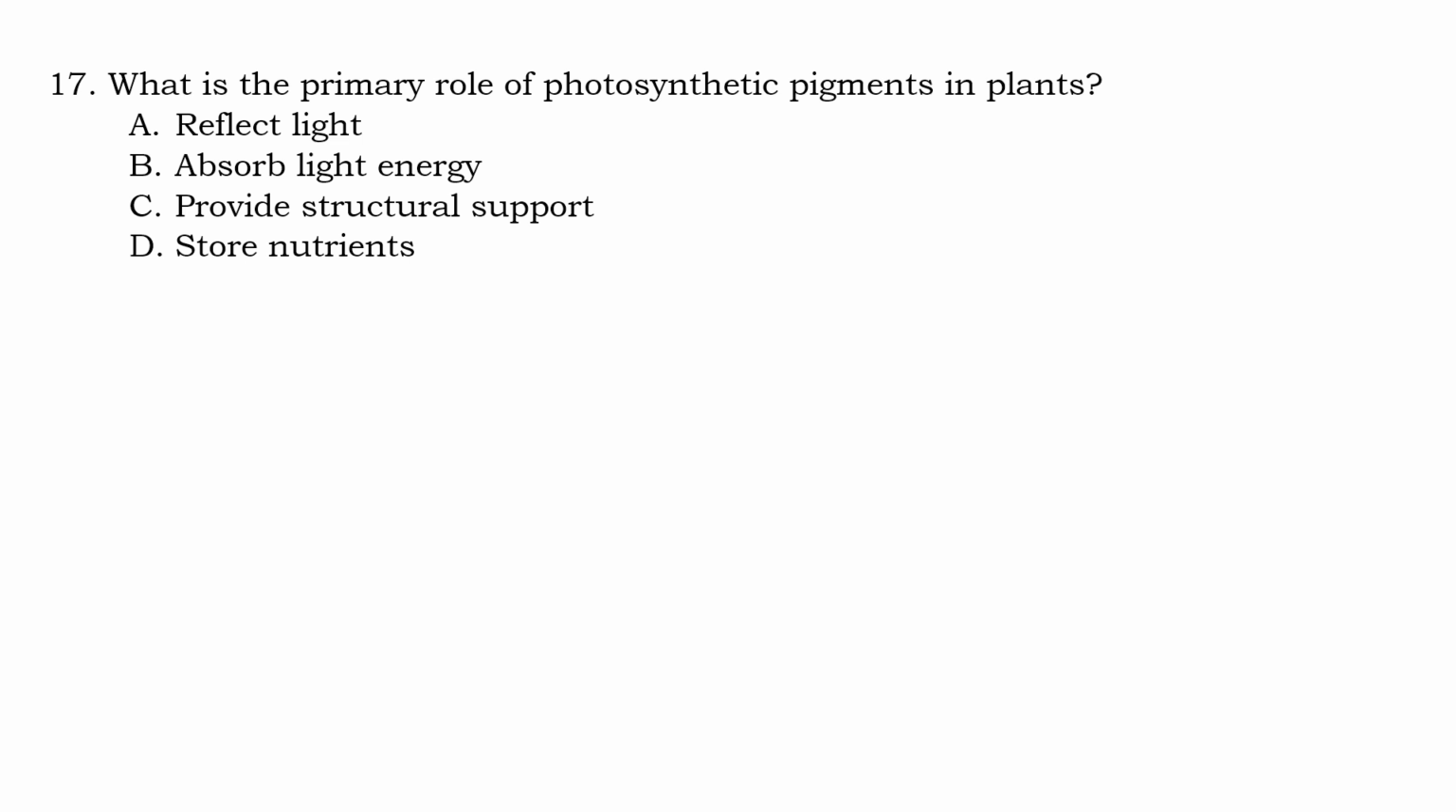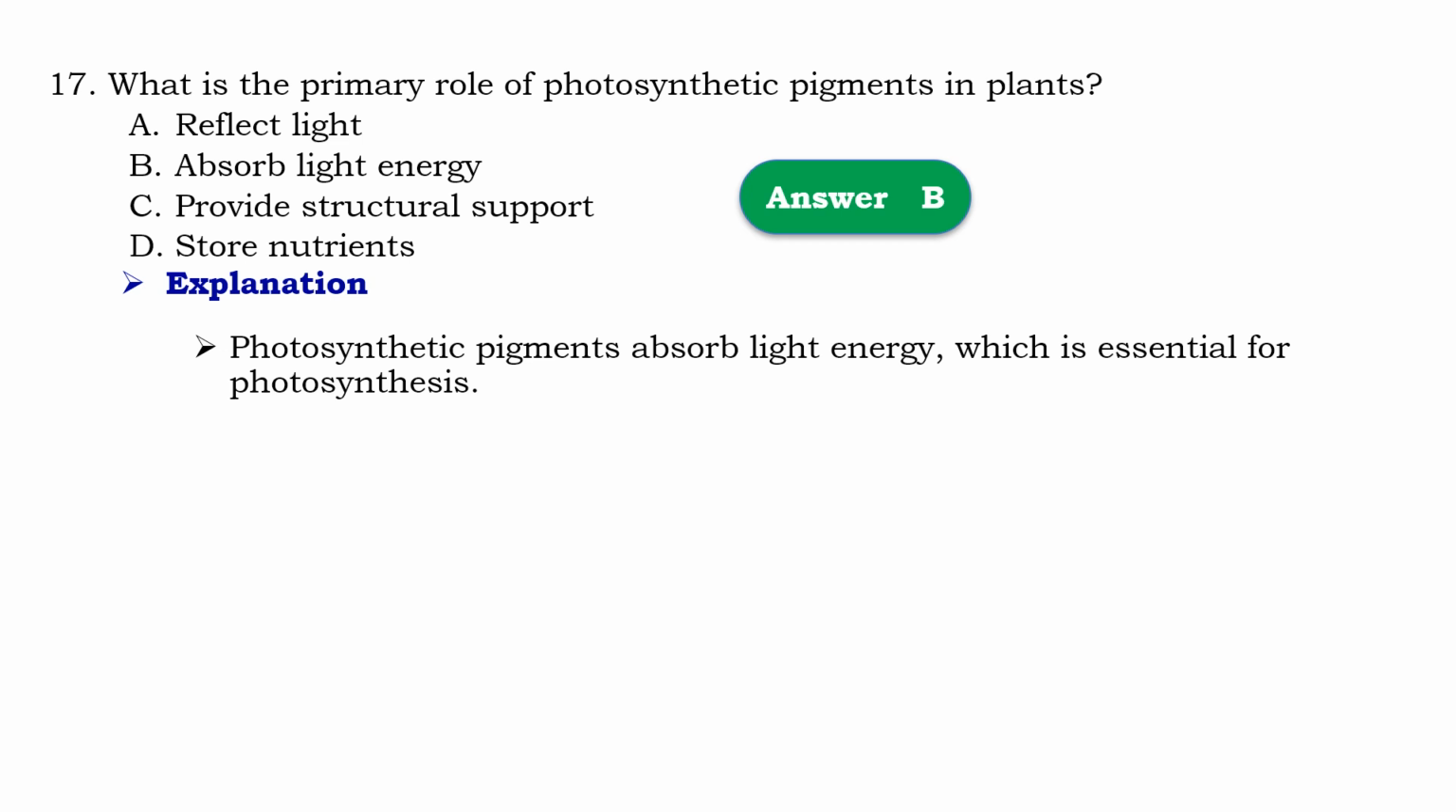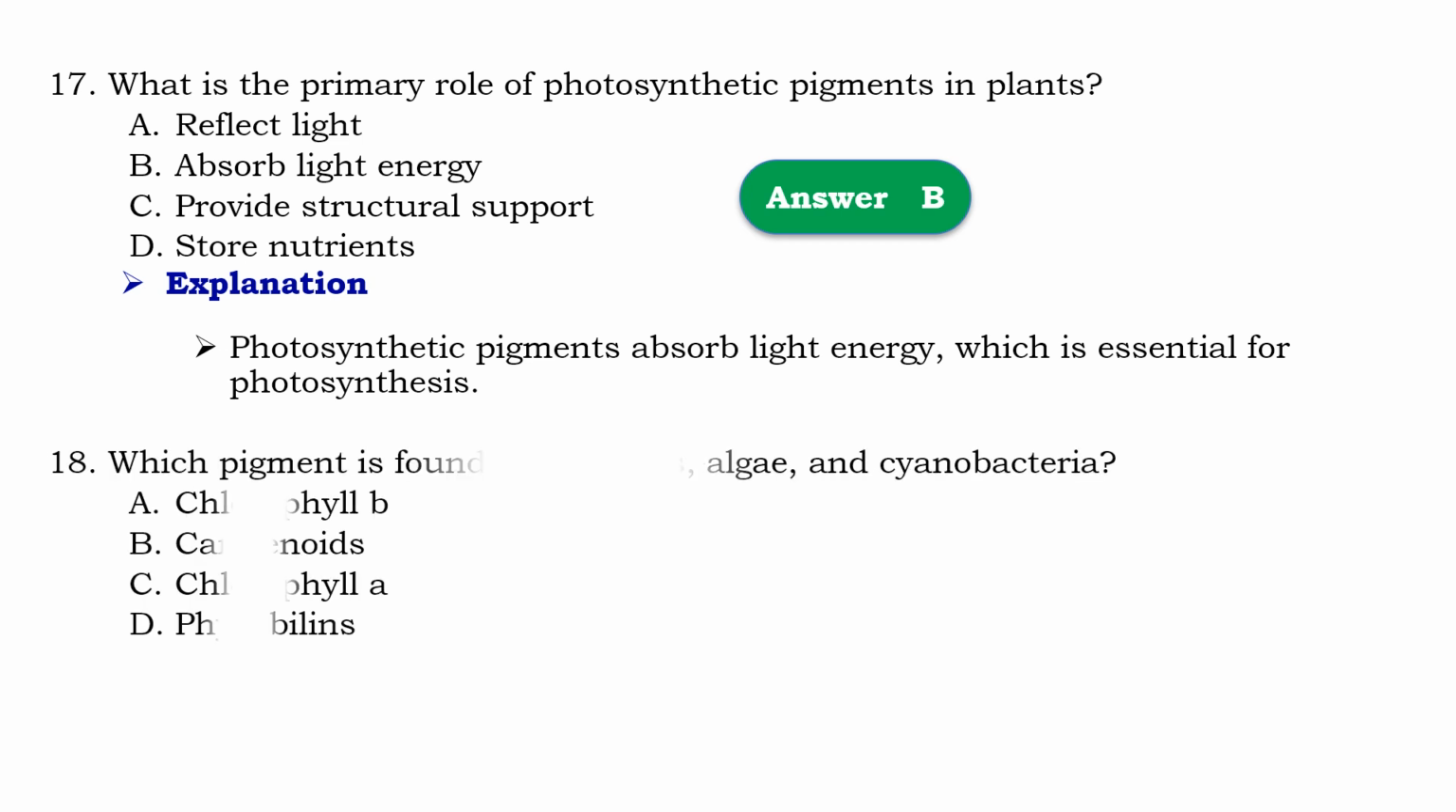Question number 17: what is the primary role of photosynthetic pigment in plants? So that should be absorb light energy. Means that photosynthetic pigments absorb light energy, which is essential for photosynthesis.